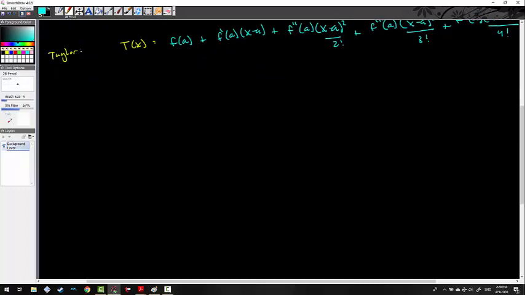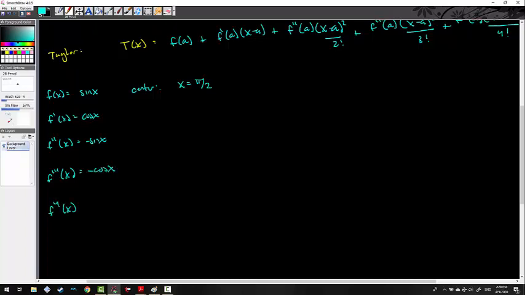So my Taylor series here is going to be a representation of f of x is equal to sine x. And this time I'm not going to center him at x equals 0. I'm going to center him at x equals pi over 2. So from here, what I'm going to do is I'm going to derive this guy a couple times. So I'm going to say f prime of x is equal to cos x. F double prime of x is equal to negative sine x. F triple prime is going to be negative cos. And then the 4th derivative down is going to be regular old sine back.